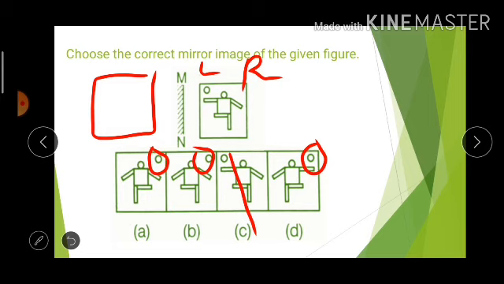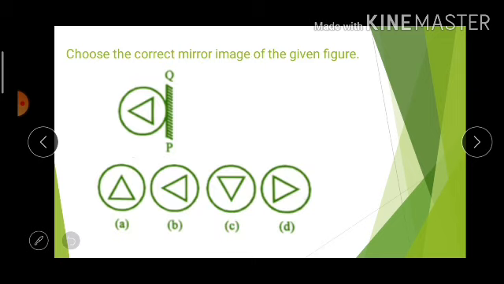Now look at the hand just below the ball, this left hand. This hand is horizontal. I want the hand below this circle, the right hand, to be horizontal in the mirror image. This hand is at an angle, so I don't want this, it is not horizontal. In option D the right hand of the boy is horizontal, therefore option D is the correct answer.